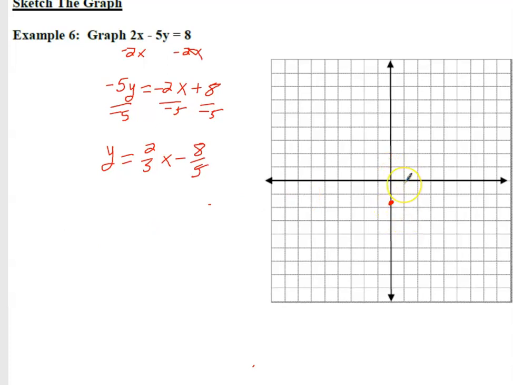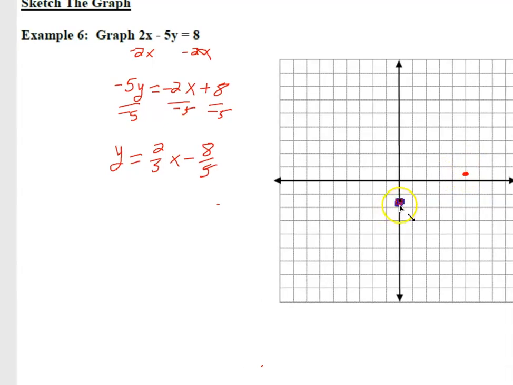Now my slope is 2/5. So from here, I'm going to go up 2 spots, and I'm going to go right 1, 2, 3, 4, 5, and get our second point. And now I'm going to use a straight edge to connect these 2 points, draw a line through them, and I get that line there.